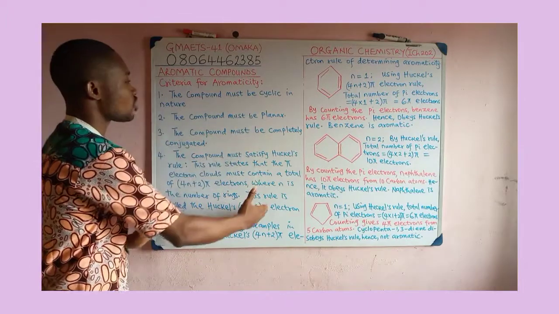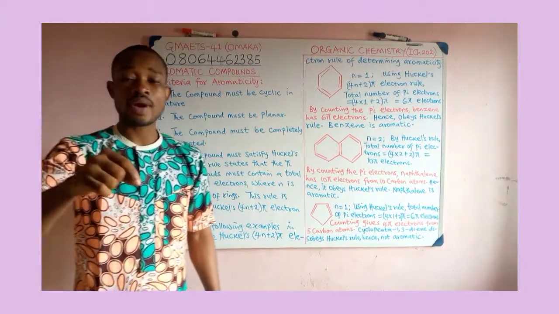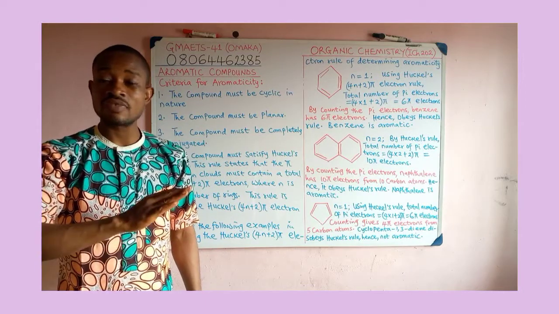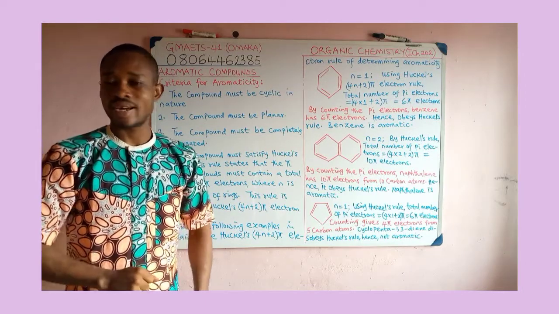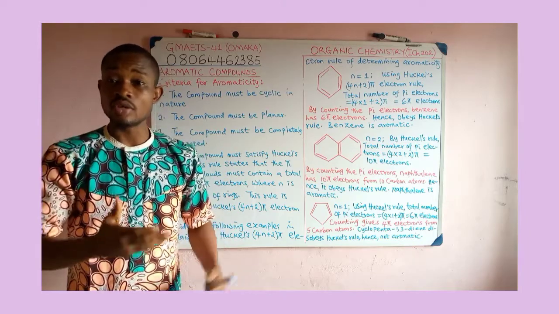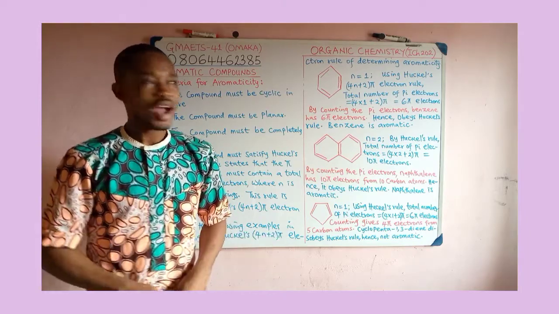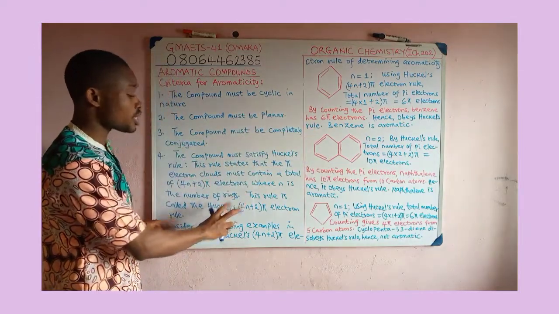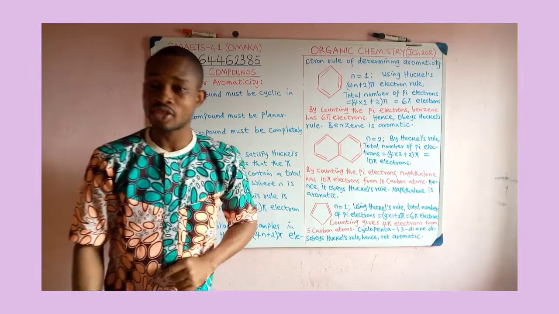These four criteria must be satisfied by a compound before you say that that compound is what? Aromatic. If any one of them fails, then the compound is not an aromatic compound, even if it looks like one. We have these three examples on the board. We want to quickly use them to explain the concept of Huckel's 4n plus 2 pi electron rule.